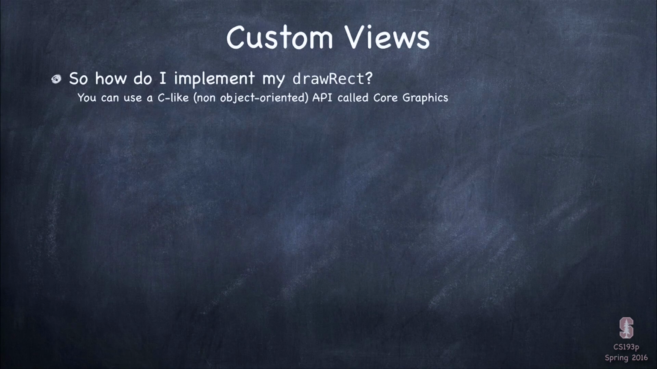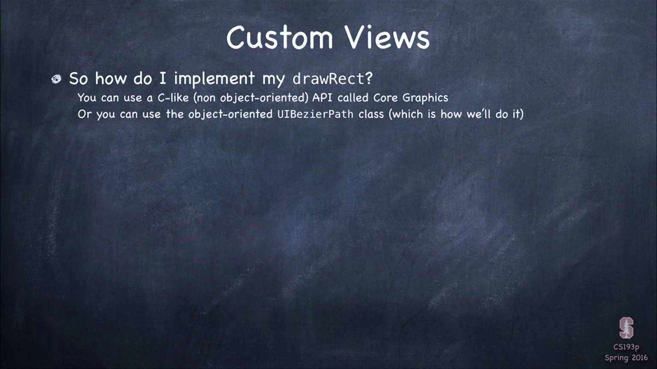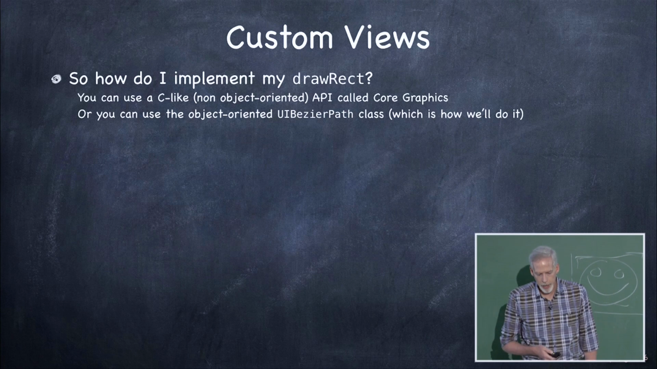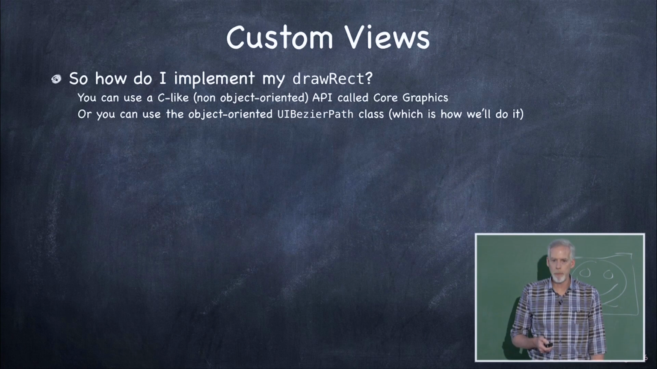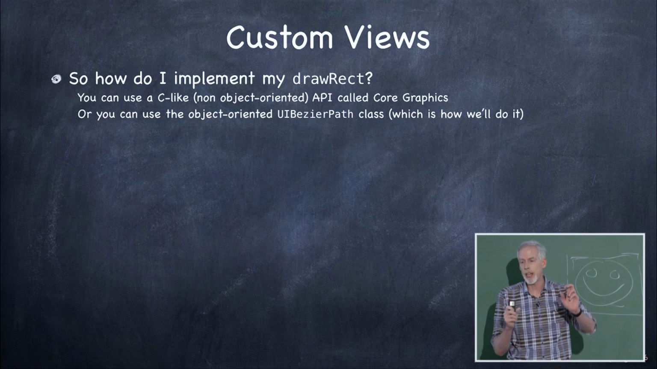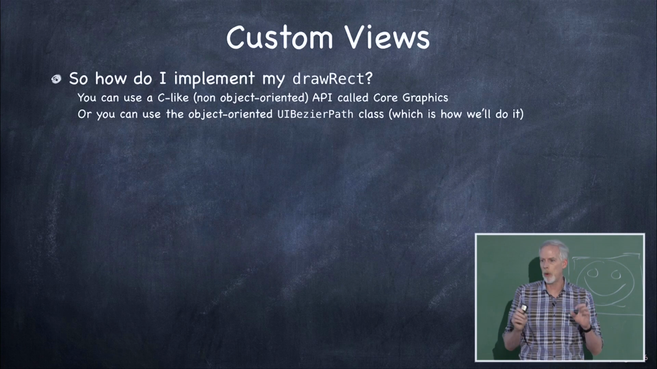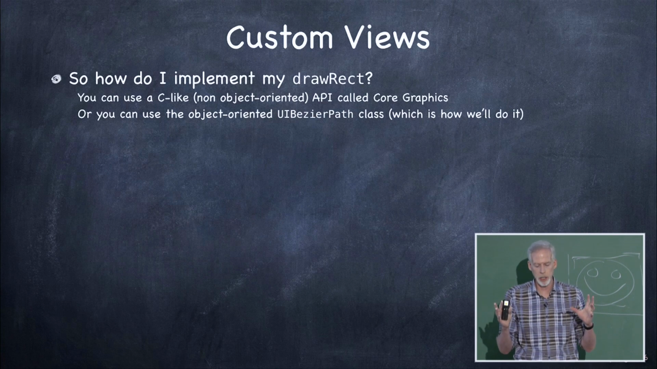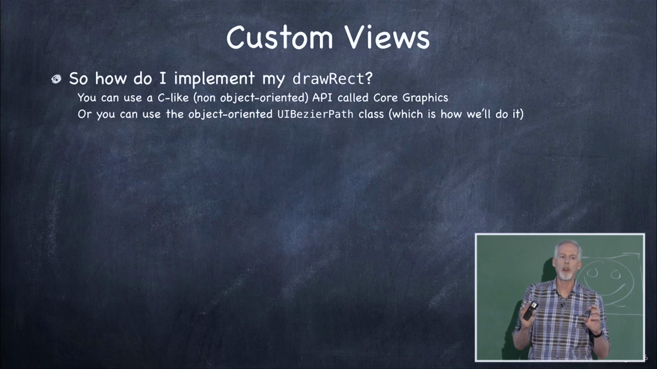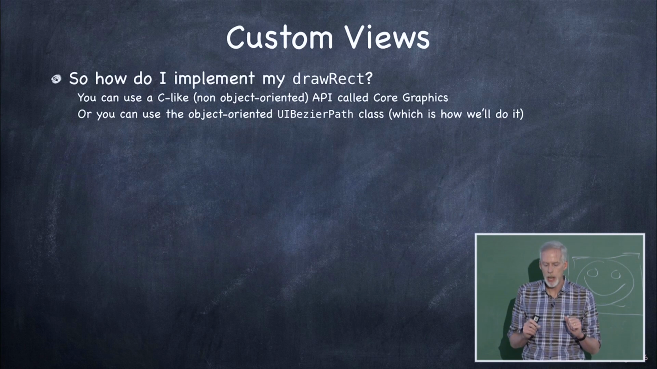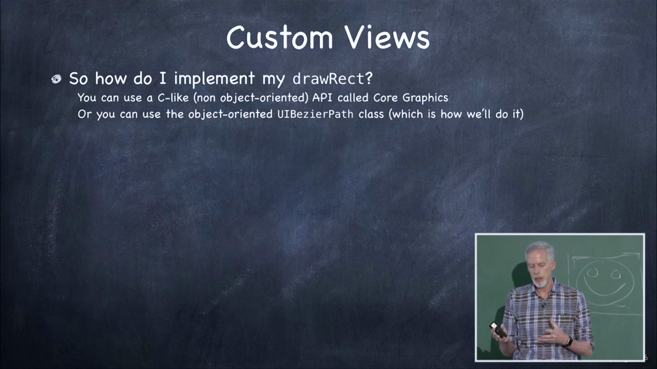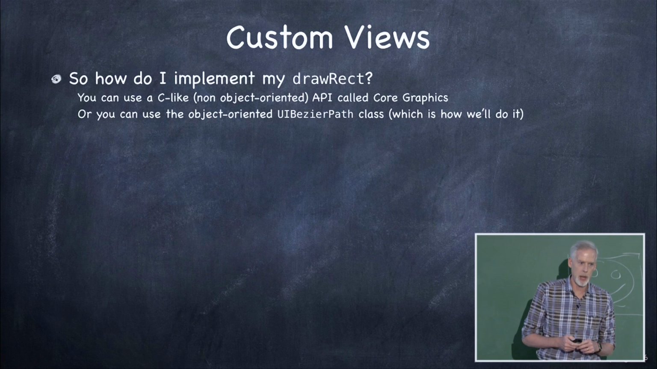Okay? All right, so how do I implement this drawRect thing? Okay, I got this drawRect thing. How do I implement it? There's two ways, really. There is a kind of a C-like, a non-object oriented, in Swift, it's just global functions, way of doing it called Core Graphics. Okay, Core Graphics. And there's an object-oriented way using a class called UIBezierPath.